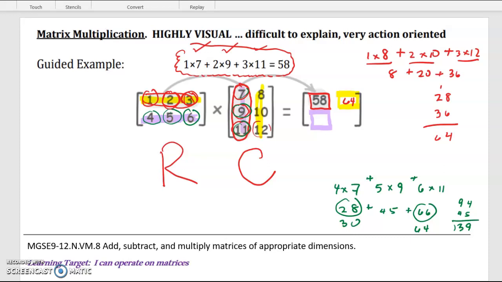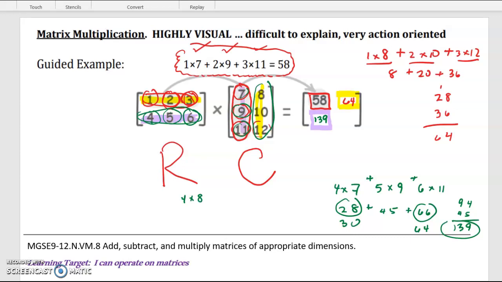All right, finishing the multiplication example. So we have that second row, first column, entry was 139. Okay, and then we have our last, which is row 2 by column 2. So we have 4, the first entry, times the top entry. So we have 4 times 8.